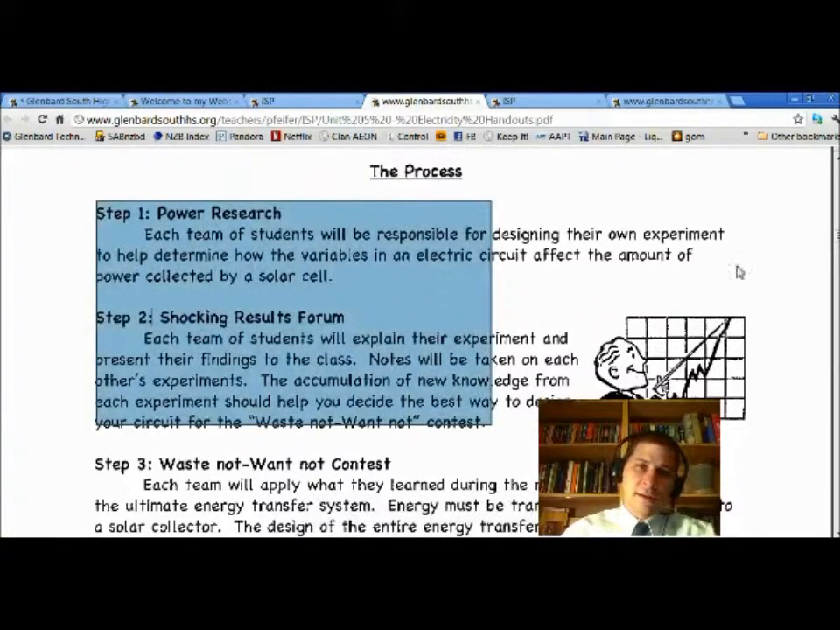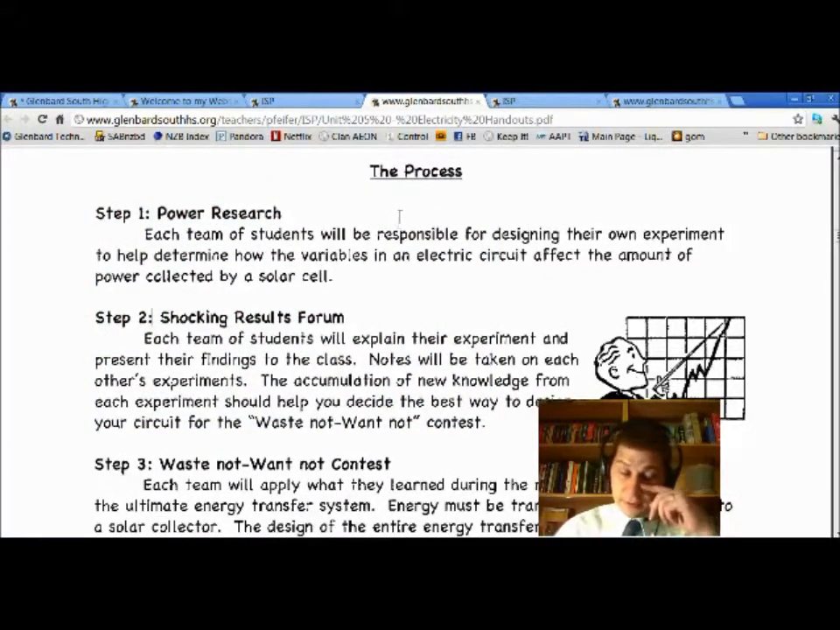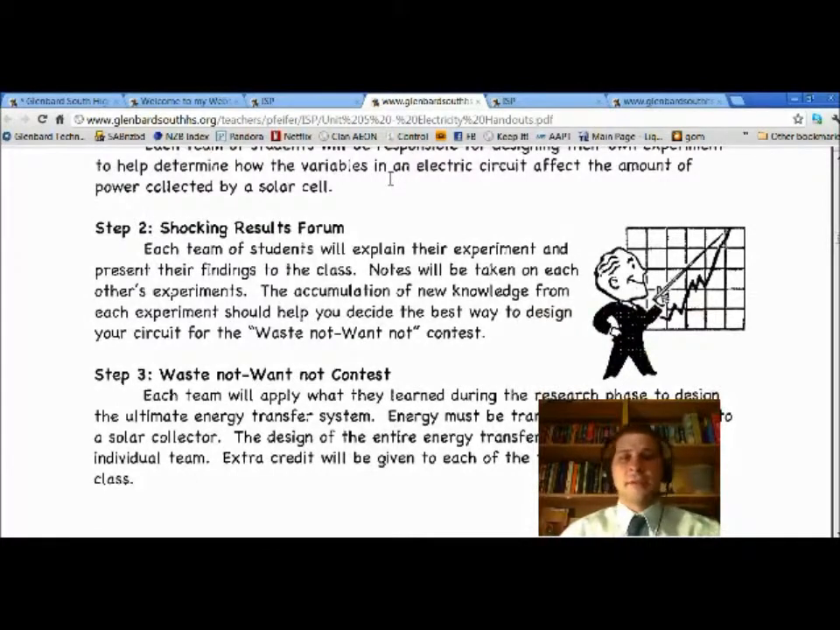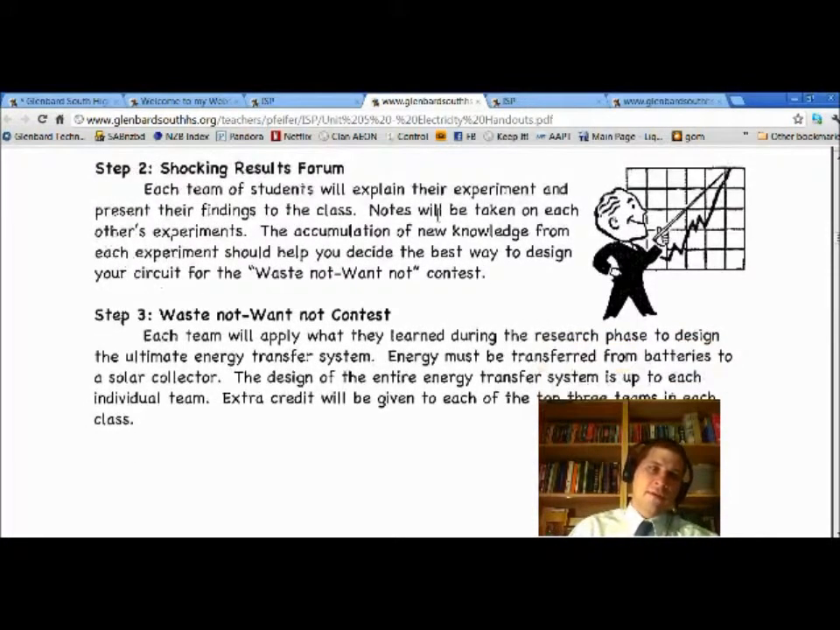I think the thing that separates the higher level students and some of the more struggling students would be when it comes time to synthesize everything together, and they have to take those results from each group to come up with a design that will produce the greatest amount of power. And then we make it into a contest with some kind of prize, extra credit in this case, for the top 3 teams in each class. And they really do get into it.